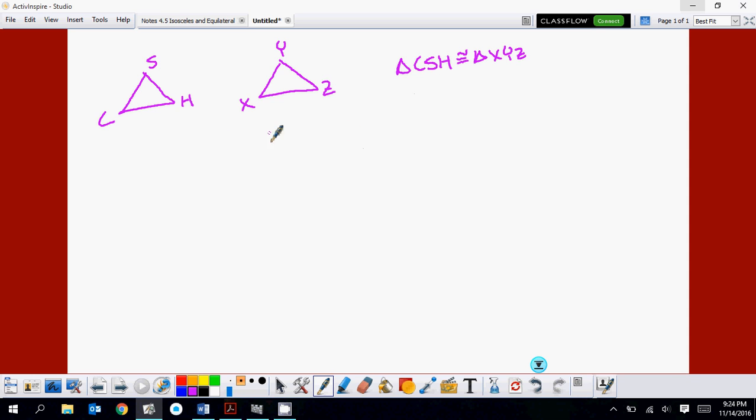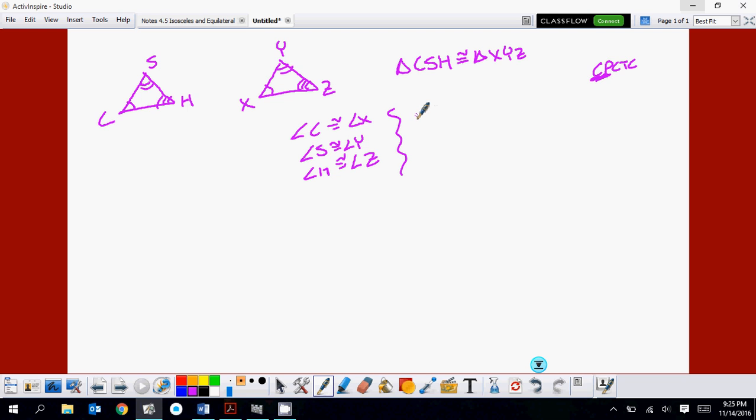Okay, so what I mean by the corresponding parts, and you'll use these corresponding parts when you get to some of the proofs. Remember they had that CPCTC thing? That's what the first two letters mean, corresponding parts. So that means that angle C, so it's talking about this angle, is going to be the same as angle X in the other triangle. Angle S is congruent to angle Y. And then finally, angle H would be congruent to angle Z. So those are the angles.